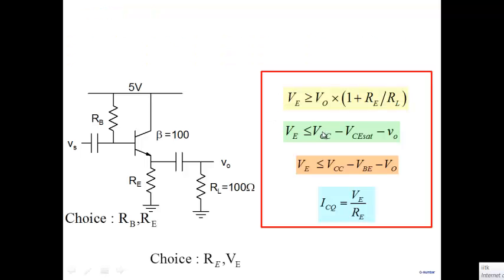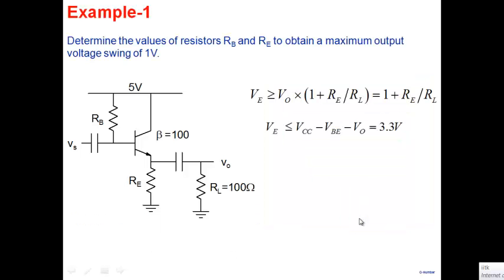All right, so let's apply to our problem. In our problem, we are not given RE, we have to choose RE, right? We are given RL and we are given V0. So the first equation will become VE should be greater than or equal to 1, V0 is 1, plus RE, I don't know, divided by RL. That's my first equation. The second equation we ignore. The third one will become VE less than or equal to 5 minus VBE 0.7 minus V0, which is 1. That is my second equation. And ICQ is VE by RE. Right? So let's write these down. This is what I've done.